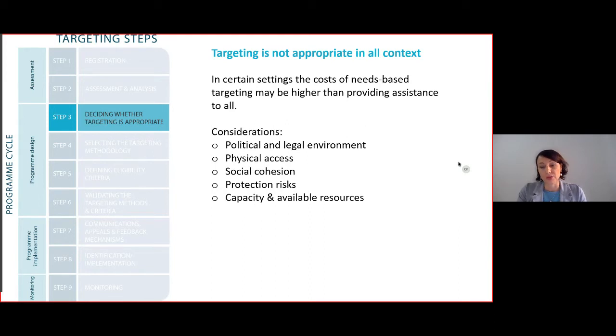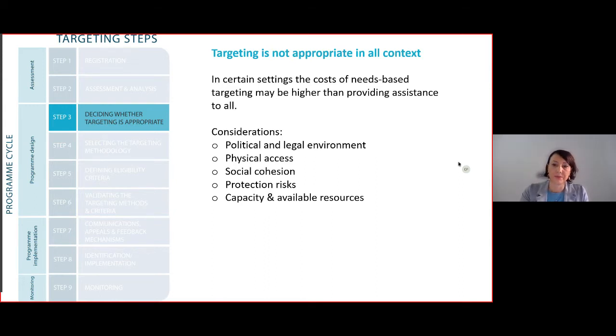The last point to consider when we develop a targeting is the capacity and available resources to conduct the exercise. Capacity in terms of staff, in terms of ability to conduct assessments and analyze data, but also resources in terms of monetary resources and budget available to conduct this.